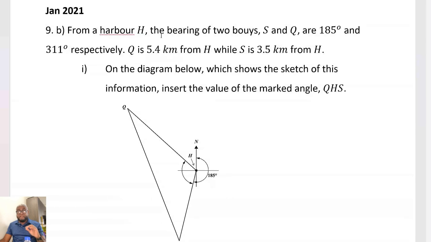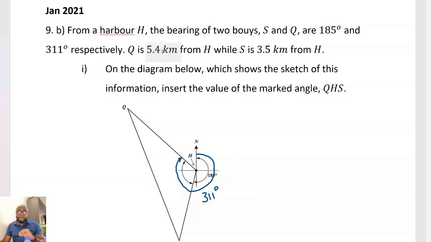From a harbor H, the bearing of two buoys S and Q. These are the two buoys. For those who don't know what a buoy is, it's one of those floating things with a light on it. The first bearing is 185: you start at the north line, go clockwise, and stop at the line from H to S. The other bearing is 311: starting at the same north line, going clockwise, stopping at the line from H to Q. Everybody good there? So 185, 311.